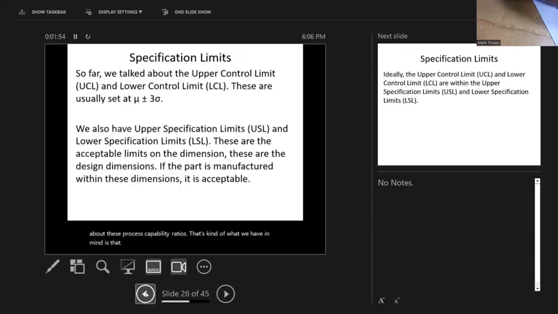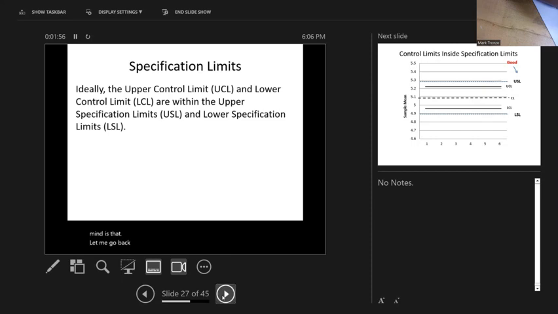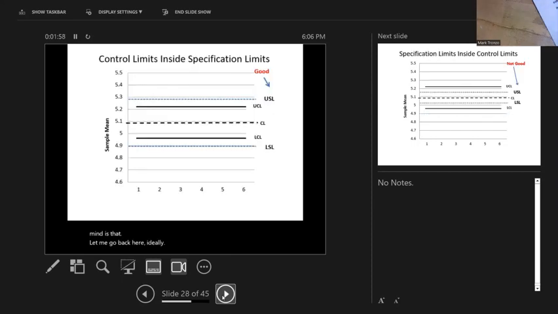Let me go back here. Ideally, we would like something like this. So you have your dimensions, you're supposed to make a part between this dimension and this dimension, and your control limits are falling within here. That means the vast majority of your parts are going to be well within the specification. So this is something good, obviously. This is what we want.